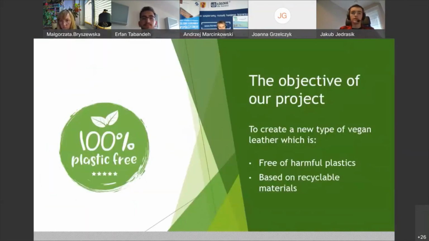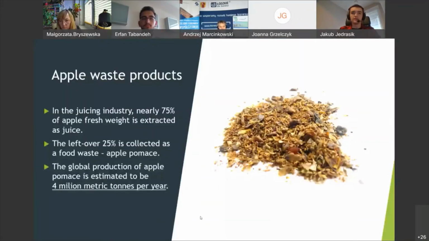So after doing research into the way that vegan leather is currently produced, the objective of our project became quite clear. Our goal was to create a new type of vegan leather which was free of harmful plastics. What is more, we wanted our material to be based on recyclable resources. We aimed to use resources that would otherwise end up in landfill. And that's how we turned our attention to apple waste products.